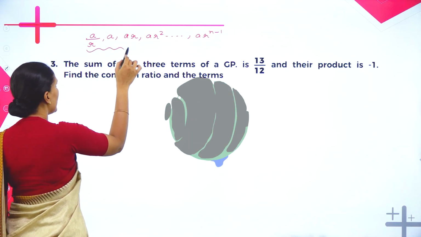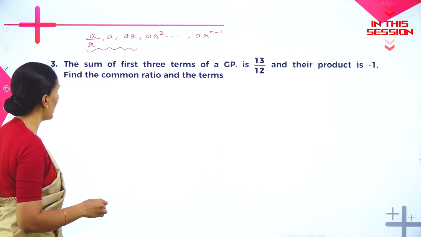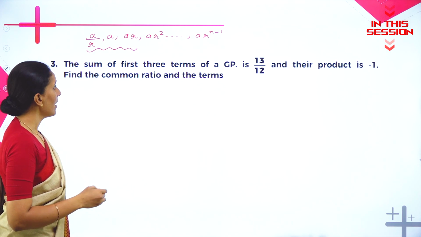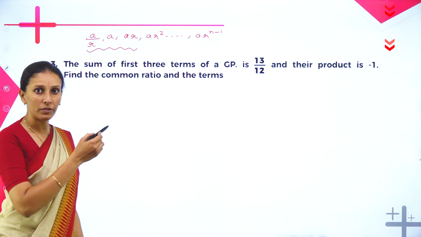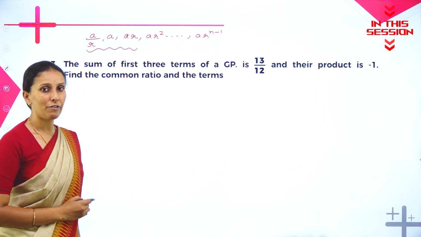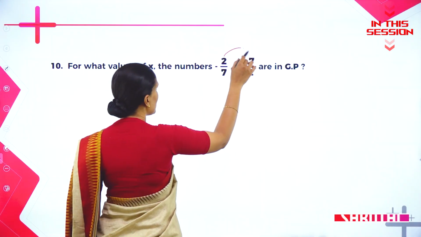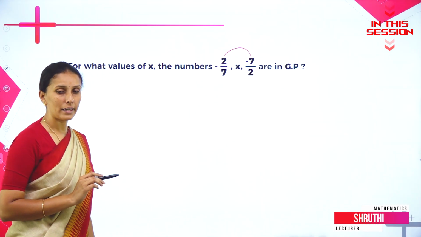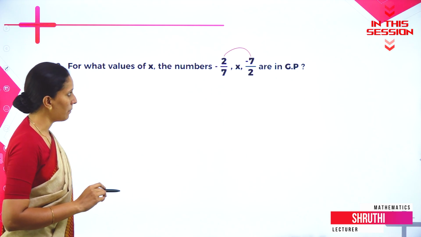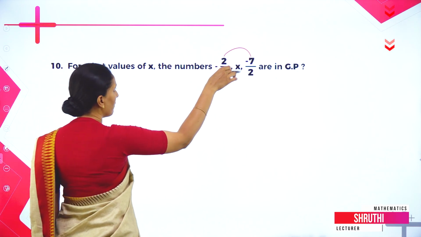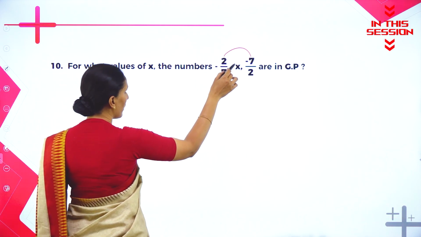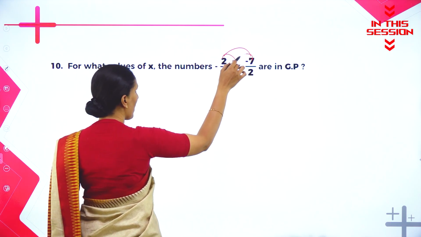I'll take these three terms as the first three terms. So let a/r, a, ar be the first three terms of the given GP because it is easier for the simplification. If two numbers are in GP, we know the middle term is given by the square root of ab. So if I am converting this in terms of GP, I know the ratio between these two numbers is the same as this.